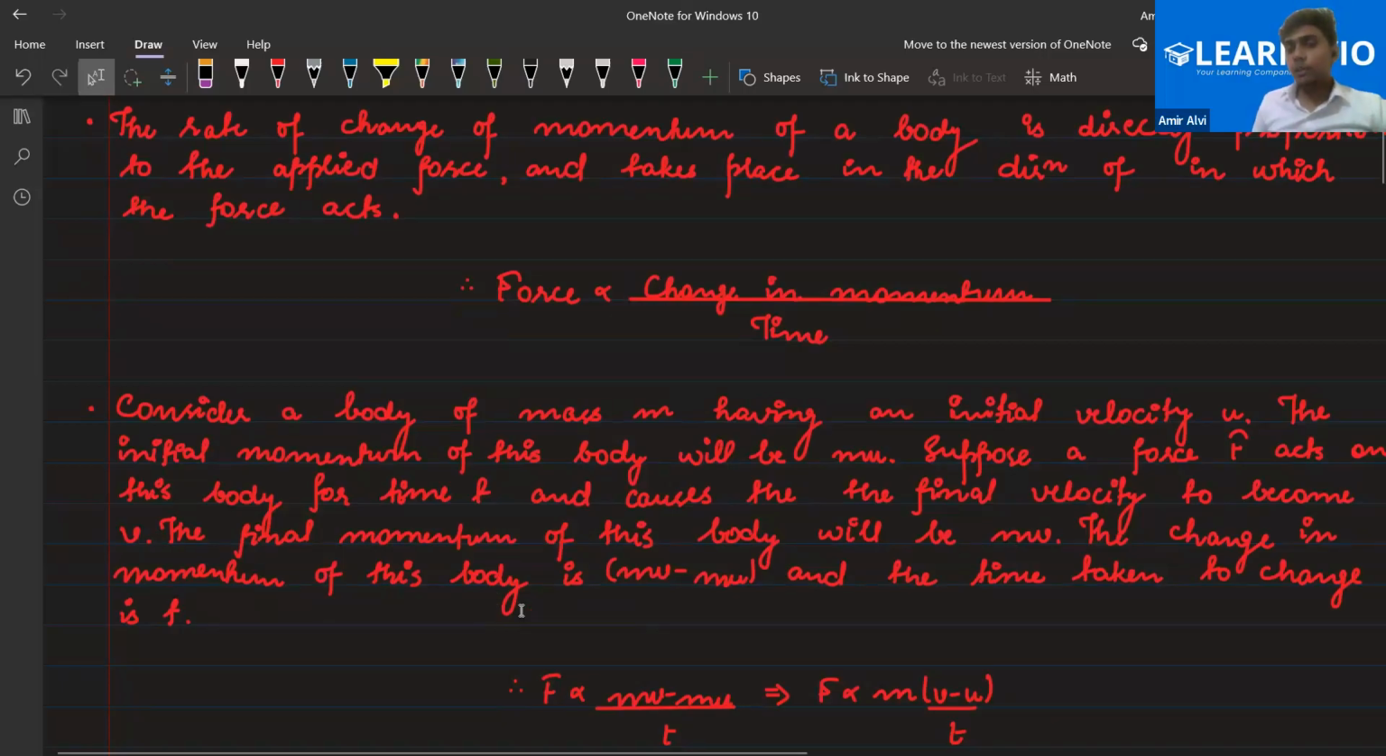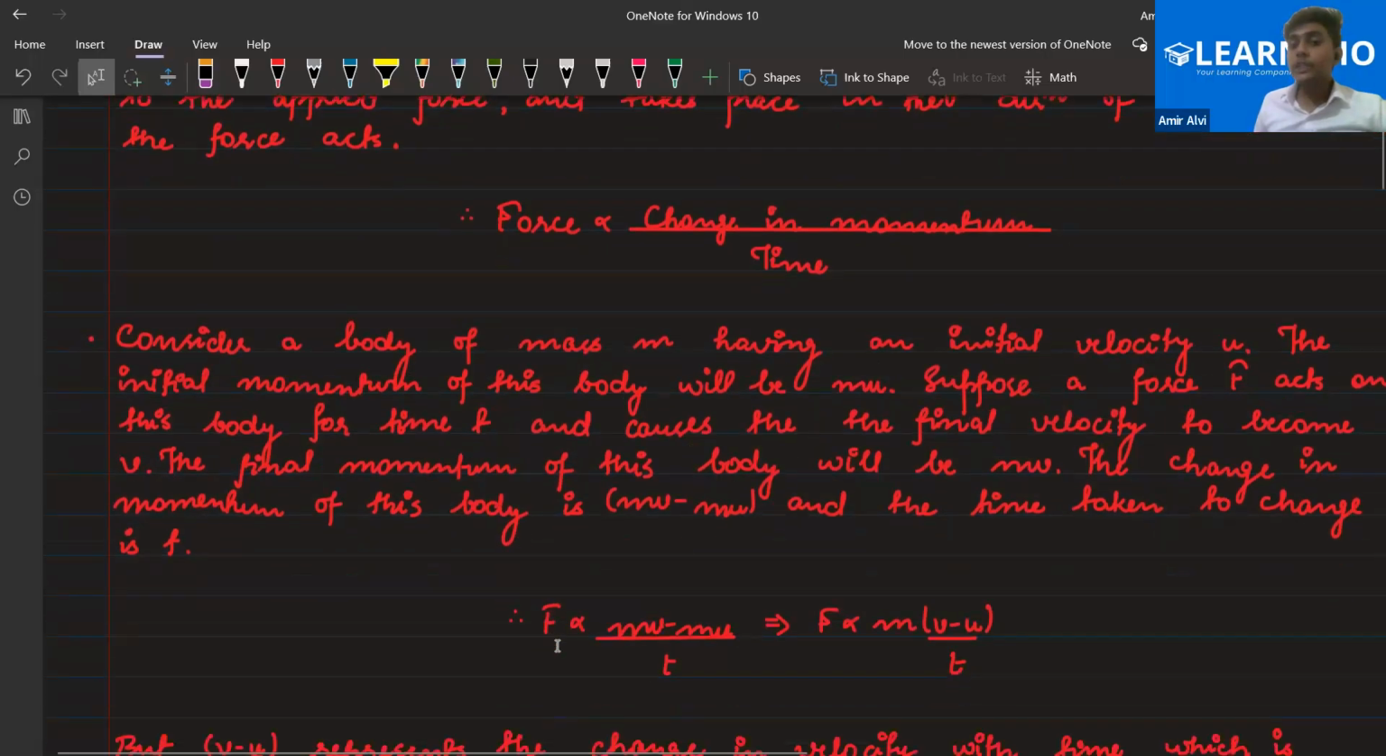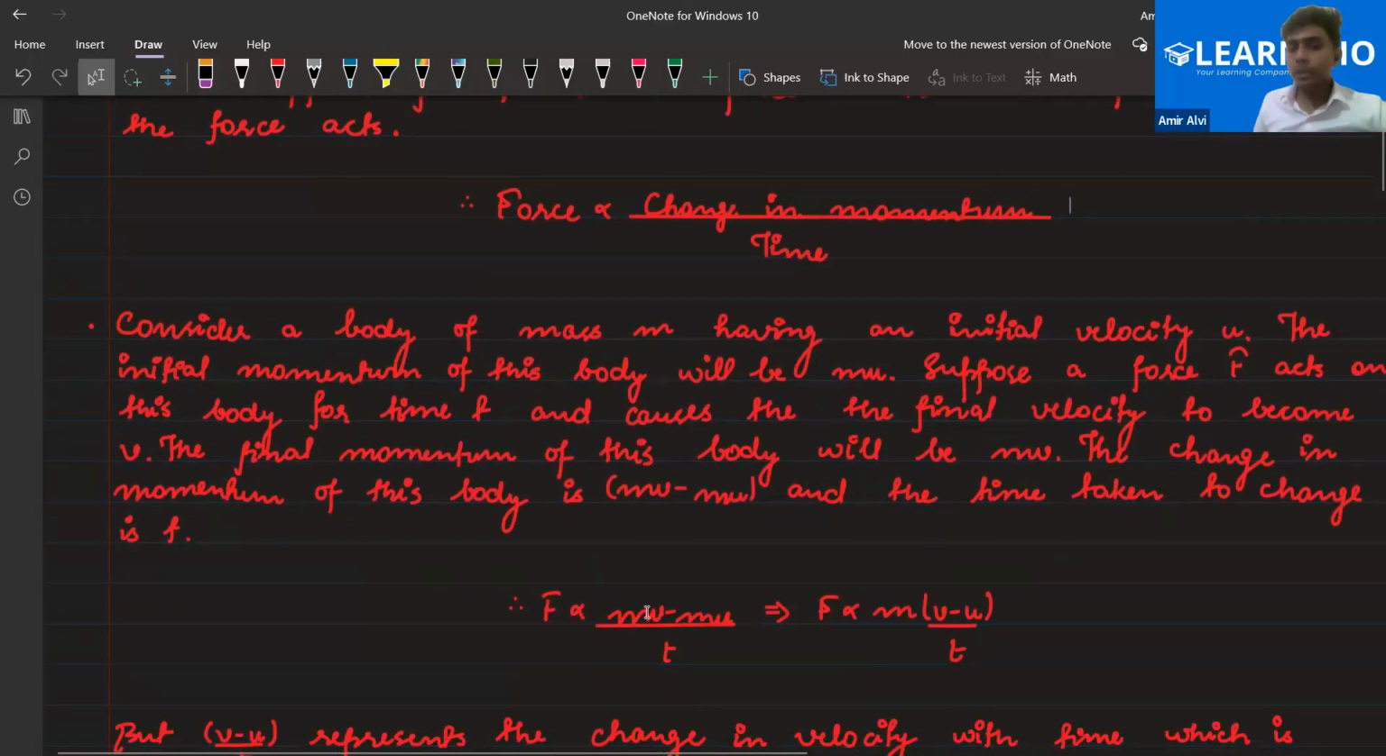Now the statement is saying the change in momentum. The change in momentum means what? How to calculate the change? Final minus initial, right? That's how we calculate the change. That would be mv minus mu. Whenever the word rate comes into the scenario, it means that it is divided by time, right? So that's why it is divided by t: mv minus mu divided by t.